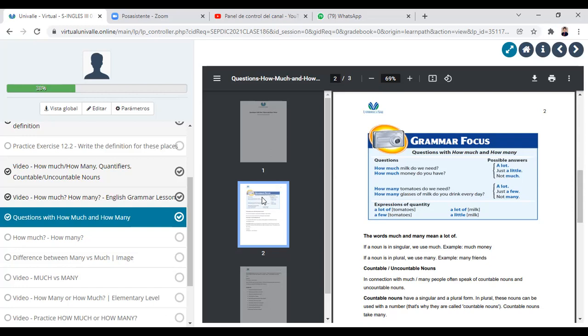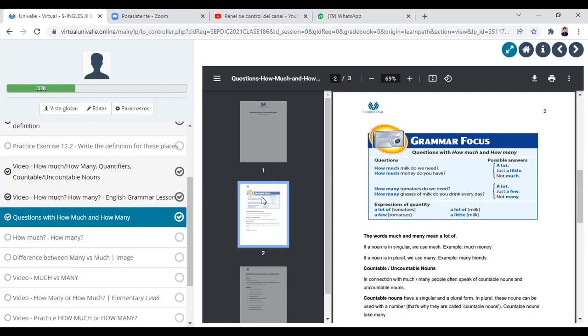The words much and many mean a lot of. It means a big quantity of something. If a noun is in singular, we use much. Example, much money. If it's plural, we use many. Example, many friends.